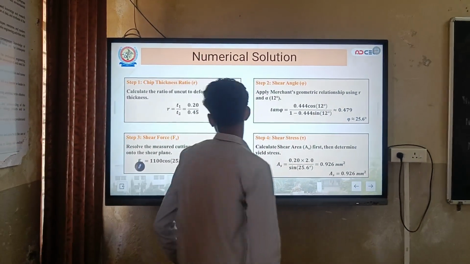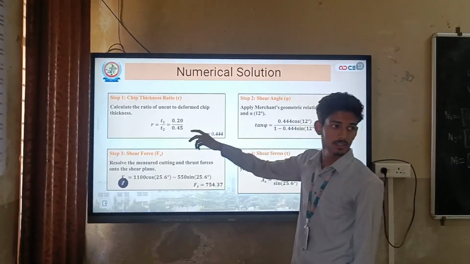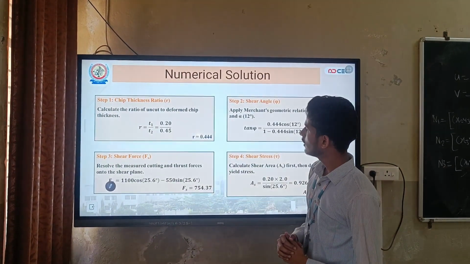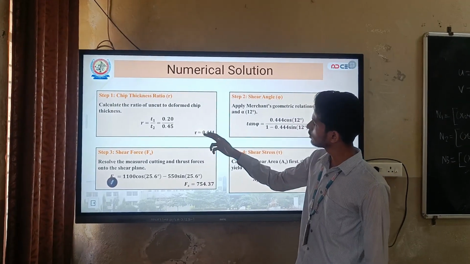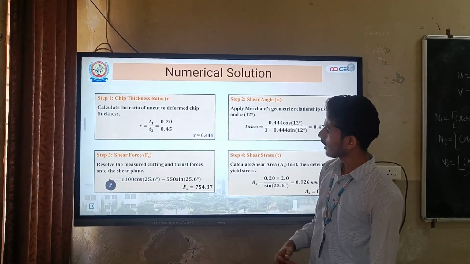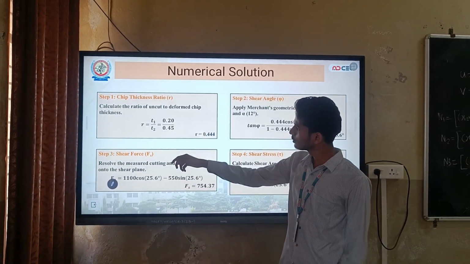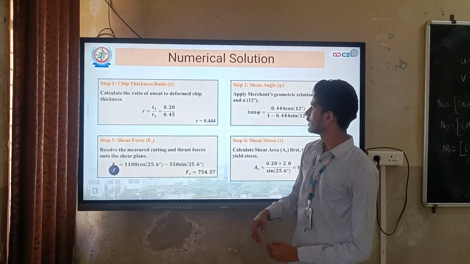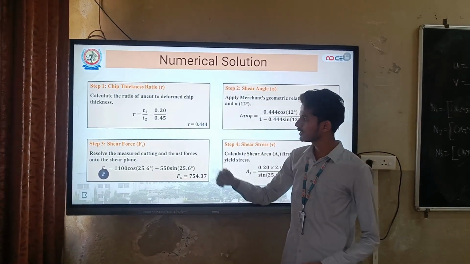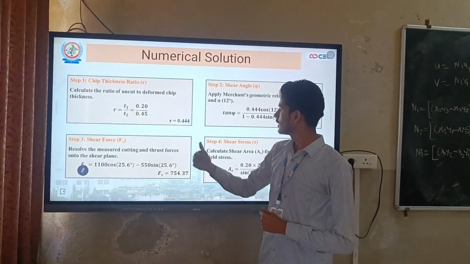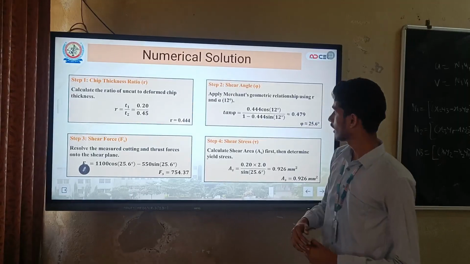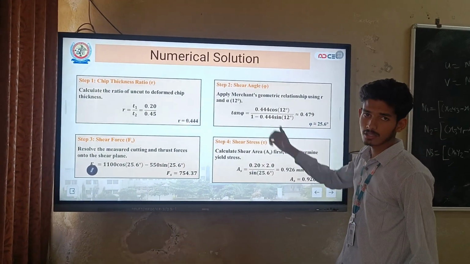The first step of the numerical is to find the chip thickness ratio R. For calculating the ratio of uncut to deformed chip thickness, R is equal to t1 upon t2, meaning the ratio of uncut to deformed chip thickness. The t1 value is 0.20 and t2 is 0.45. It gives an R value of 0.444. And the second step is to find the shear angle.